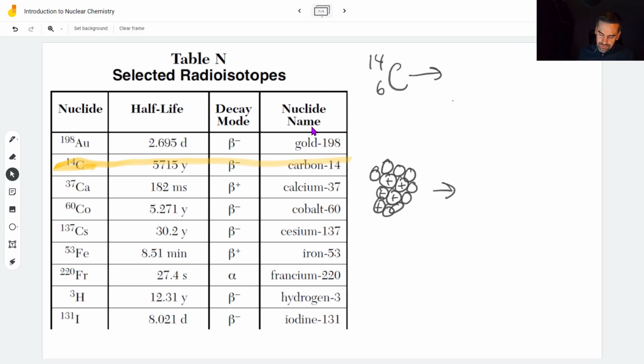The beta particle is just an electron, like this. The total number of particles is not changing: 1, 2, 3, 4, 5, 6, 7, 8, 9, 10, 11, 12, 13, 14. However, the protons are changing, as we'll see with this particle that has no mass and has a negative charge.